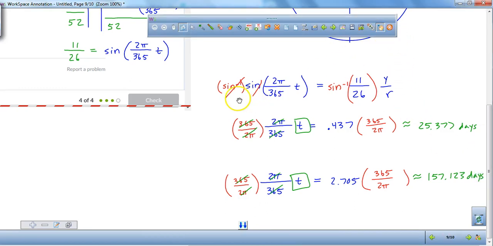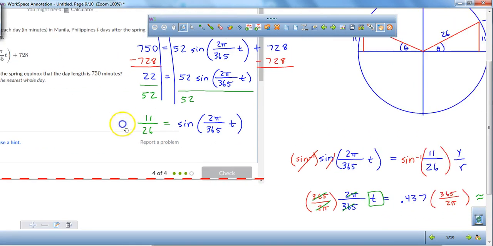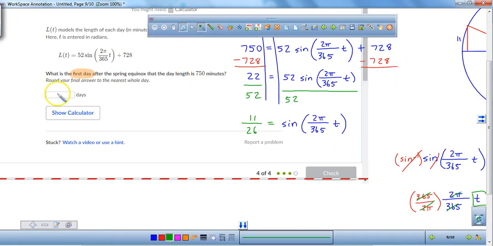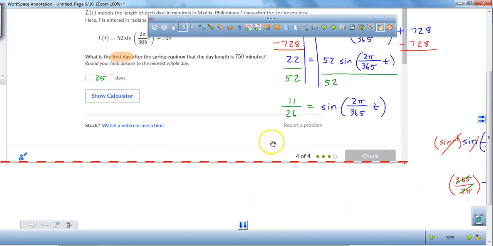Now, our particular question said, oh, thank goodness, we get to round our final answer to the nearest whole day. So right here, I'm going to say 25 days. That would be the first time. What would be the second time that it would last 750 minutes long? The second time would be 157 days. So this would be the first time. 157 days would be the second time.